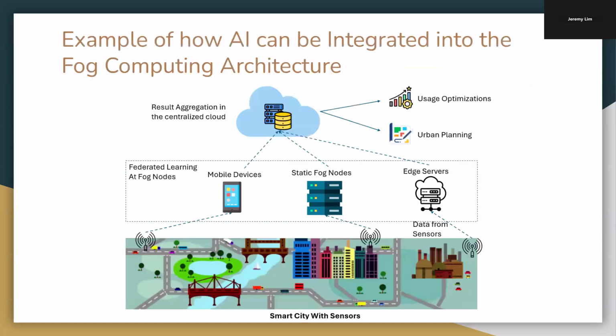Here's an example of how federated learning can be integrated into the fog computing architecture in smart cities, where federated learning is done at the fog nodes, and the result is aggregated in the centralized cloud for energy consumption optimization and urban planning.